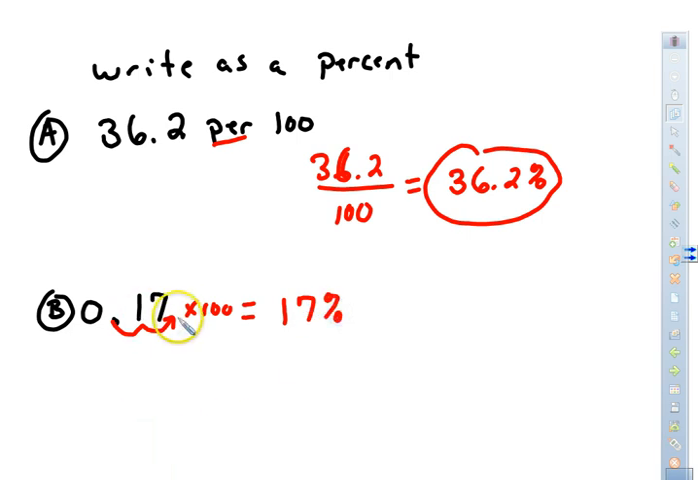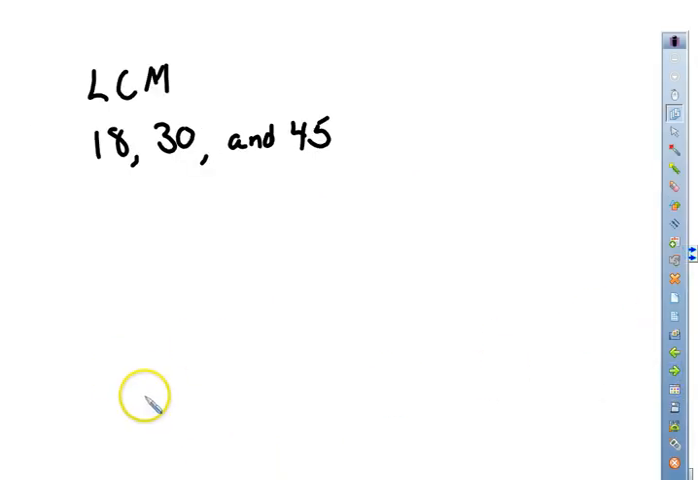Another way of looking at this too is that this is 17/100ths, correct? Any number over 100 equals that percent for the numerator. That's just another approach to look at it. Now we're finding the LCM, the least common multiple. Go ahead and hit pause and solve for this.